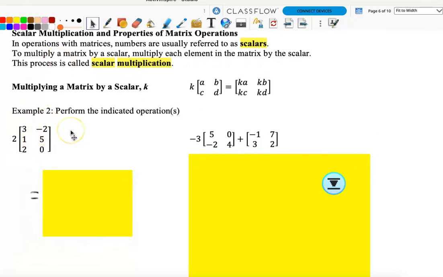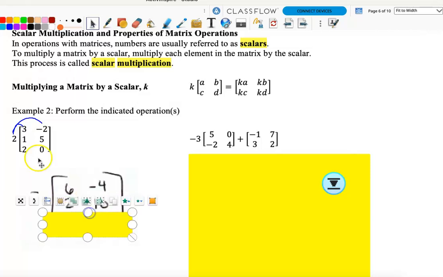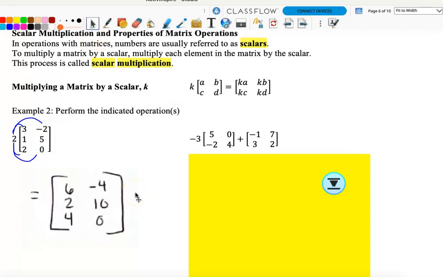So on this example 2, perform the indicated operation, you are going to multiply 2 by every single thing in there. So you would have 2 times 3, and then 2 times -2. So your top answers would be 6 and -4. You would multiply your middle numbers to get 2 and 10, and then you would multiply the bottom numbers to get 4 and 0. And that is it.